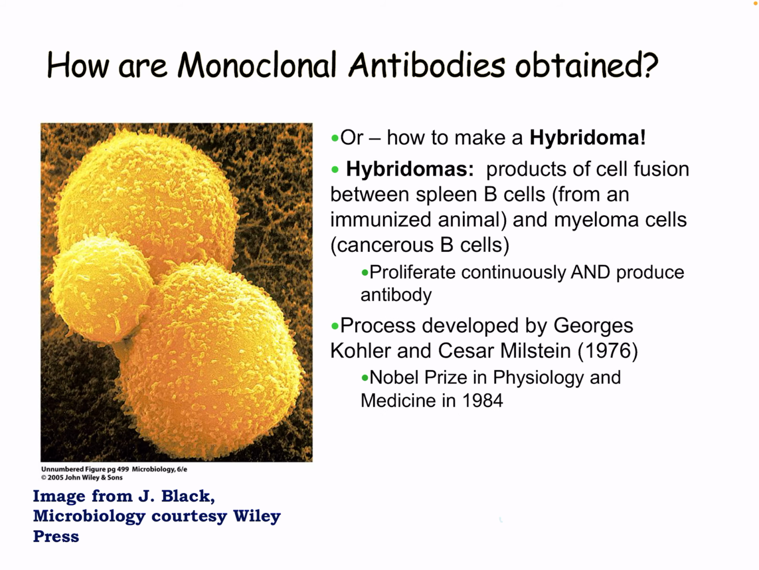So how are these monoclonal antibodies obtained? Basically, this is made through hybridomas. Hybridomas are a product of cell fusion between spleen B cells from an immunized animal and myeloma cells, which are cancerous B cells. Like many cancer cells, these proliferate uncontrollably and continuously, and produce antibody. So essentially, we have a cancer cell that keeps dividing, but we have it where these are specific B cells that produce a certain antibody of interest.